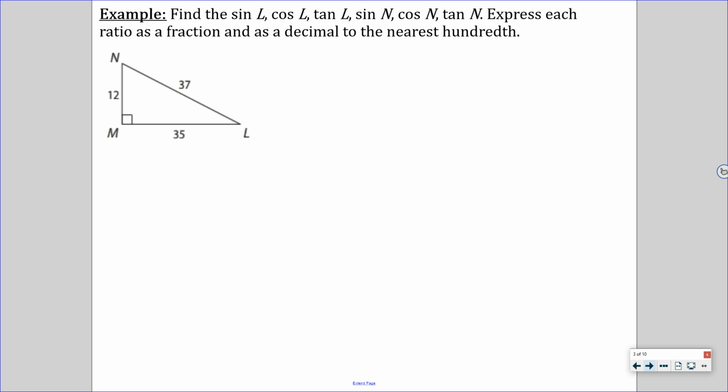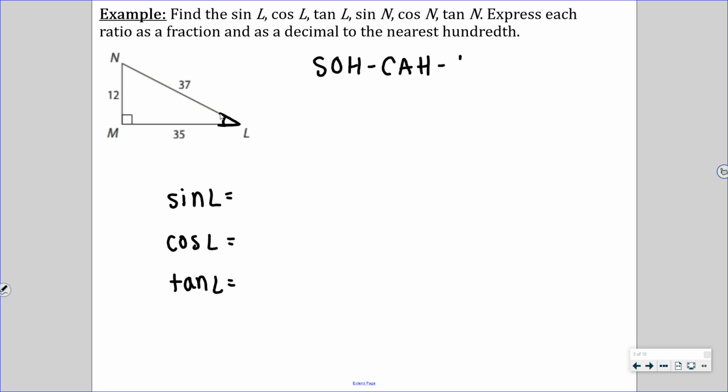Okay, so first let's do angle L. So go ahead, take angle L and just maybe mark it with like an arc. So I like to do a little template for myself. I need to find the sine of L, cosine of angle L, tangent of angle L. I'm gonna write SOHCAHTOA down because it helps me memorize it. And then it's easy to kind of plug in my numbers because I know the ratios. Okay, so let's write it as a fraction, so we'll do that first.